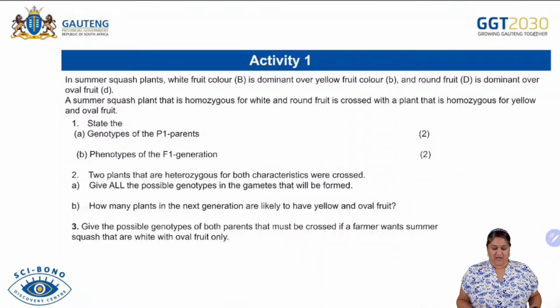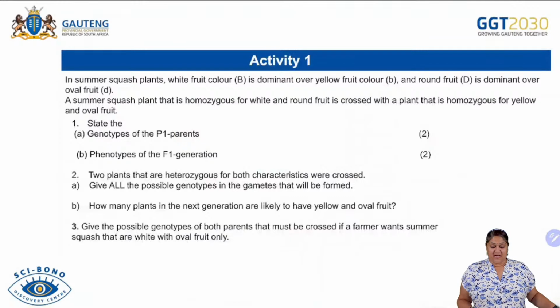In summer squash plants, white fruit color, capital B, is dominant over yellow fruit color, small b. And round fruit, capital D, is dominant over oval fruit, small d. A summer squash plant that is homozygous for white and round fruit is crossed with a plant that is homozygous for yellow and oval fruit. State the genotypes of the P1 parents.